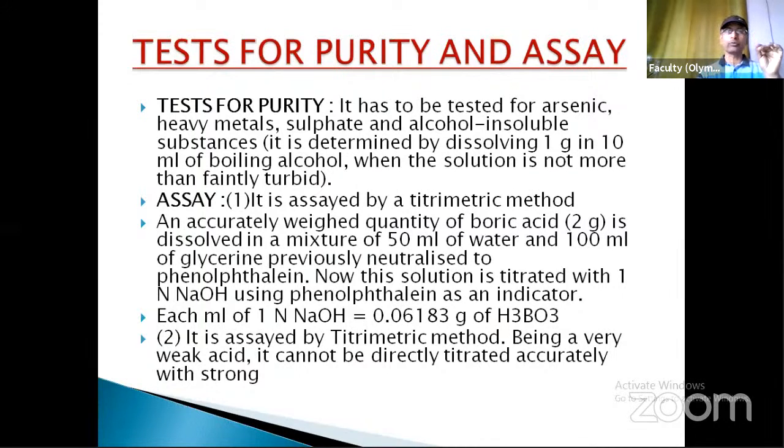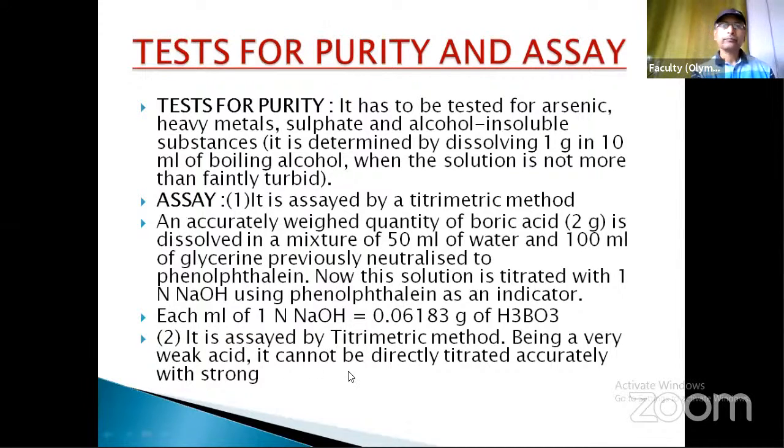If 1 milliliter is used, it means the solution has 0.06183 gram of boric acid. So if here 30 milliliter of 1 normal NaOH is consumed to neutralize the boric acid solution, then I will calculate 30 into this and get the amount of boric acid, and I can also work out the percentage.